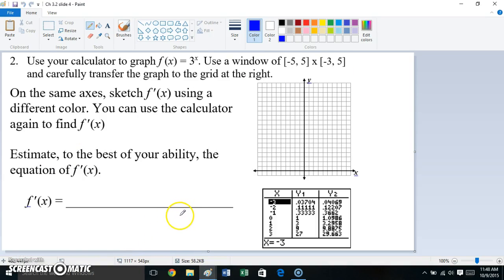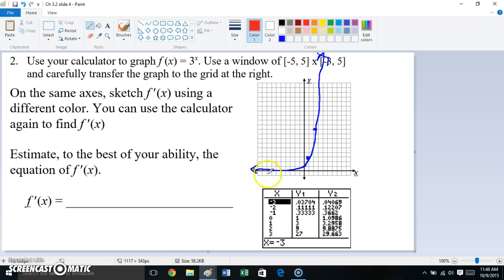Here we're looking at the graph of 3 to the x. Same exponential function form, right? So we're increasing. It's a little hard to draw, I didn't do it very well. But same ideas though. Domain is all real numbers. Range is greater than 0. It's always concave up.